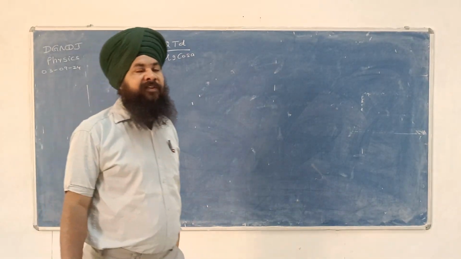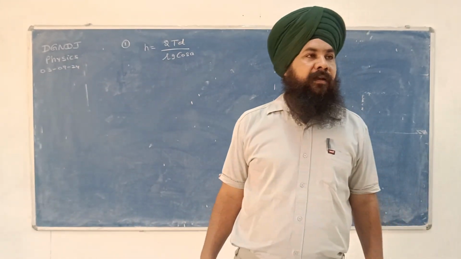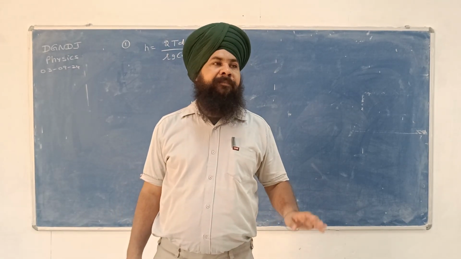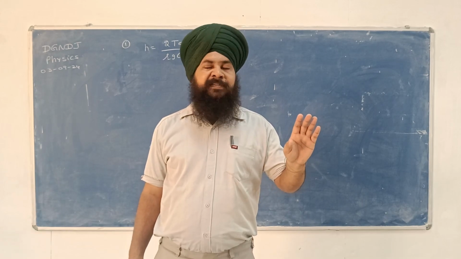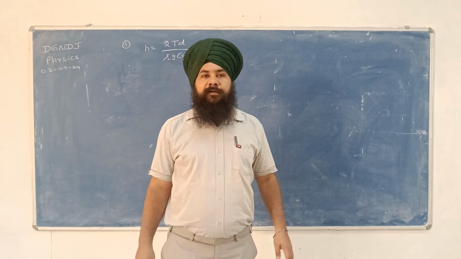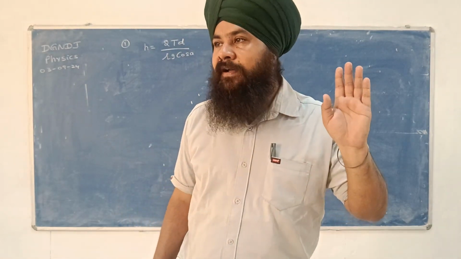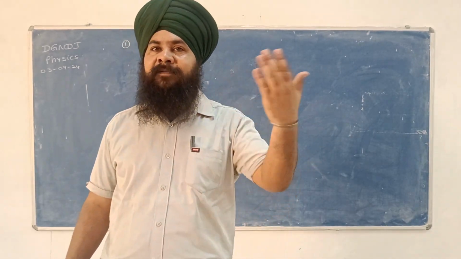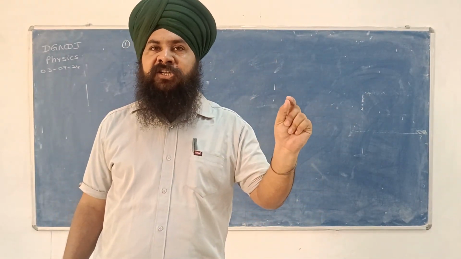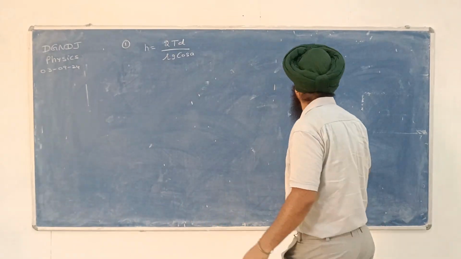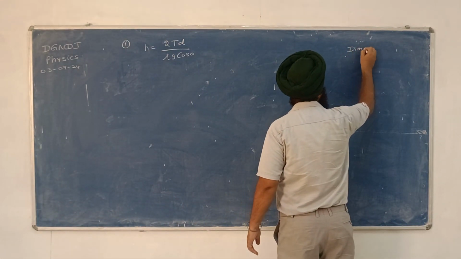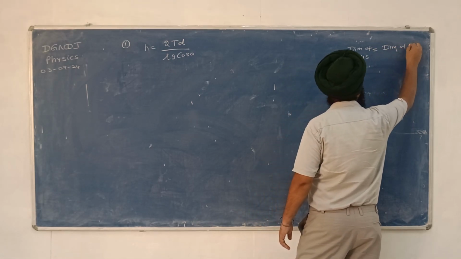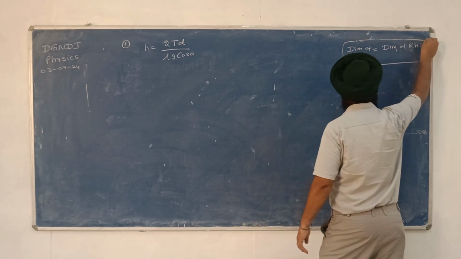In the last lecture we discussed the principle of homogeneity. What is the principle of homogeneity? Dimensions of the left hand side is equal to dimensions of the right hand side. I will say it again: dimensions of left hand side is equal to dimensions of right hand side. So this is the principle of homogeneity.